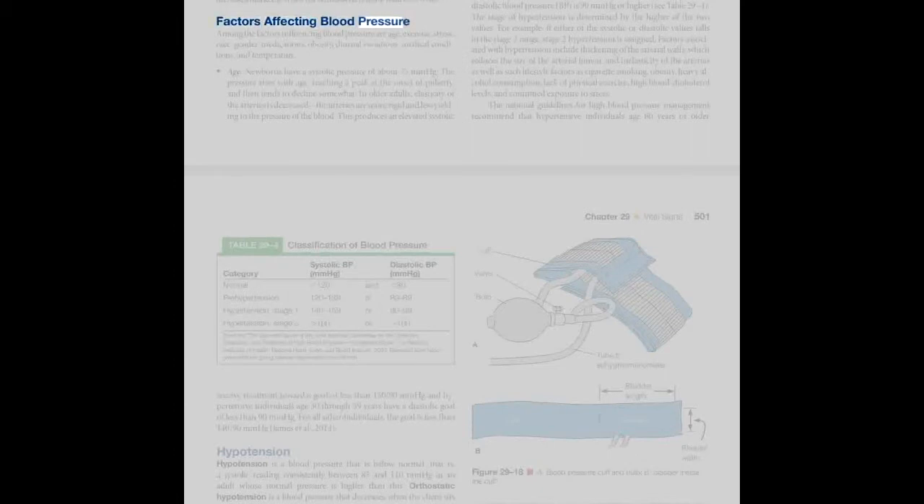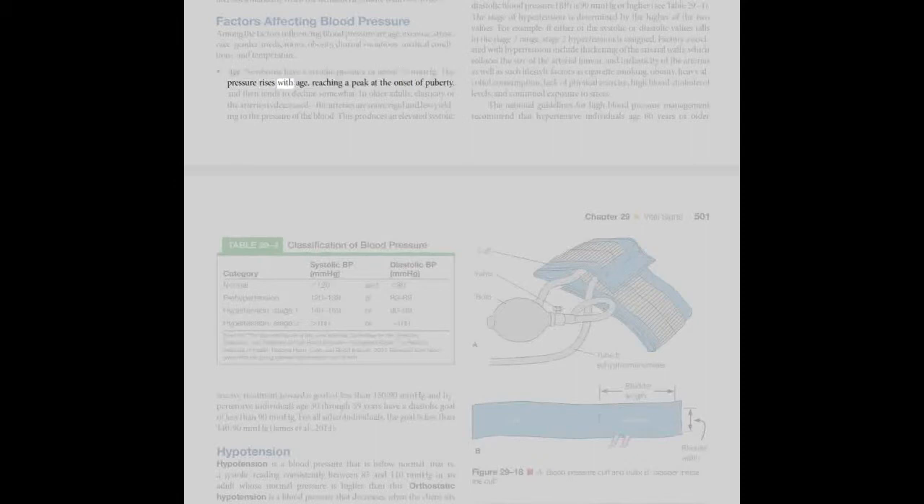Factors affecting blood pressure. Among the factors influencing blood pressure are age, exercise, stress, race, gender, medications, obesity, diurnal variations, medical conditions, and temperature. Age. Newborns have a systolic pressure of about 75 mmHg.